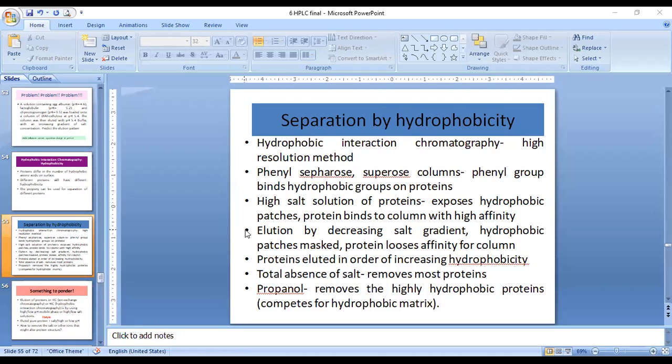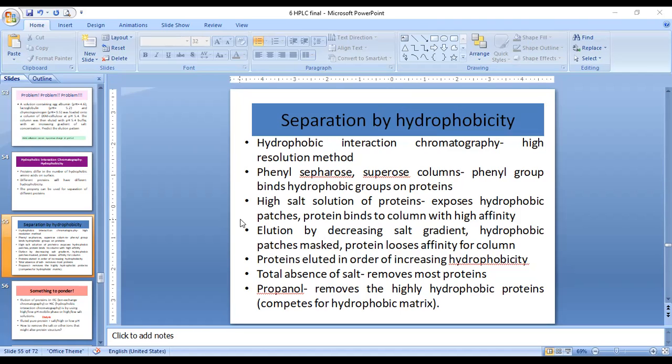Okay, so I have told you that when we put the protein sample in a high salt solution, the hydrophobic groups are exposed. Now we want to do the exact reverse of this. We want to hide the hydrophobic groups so that the proteins will come out of the column. And that we can do by decreasing the salt concentration.